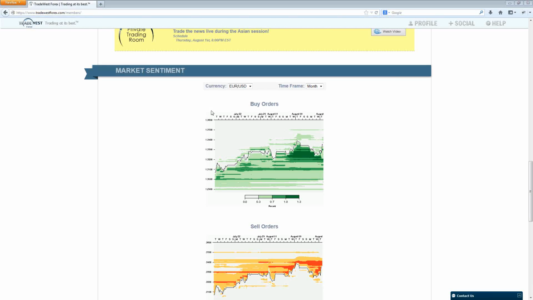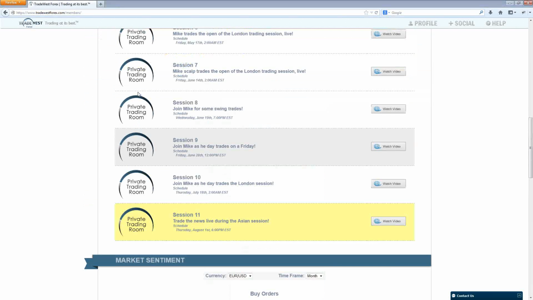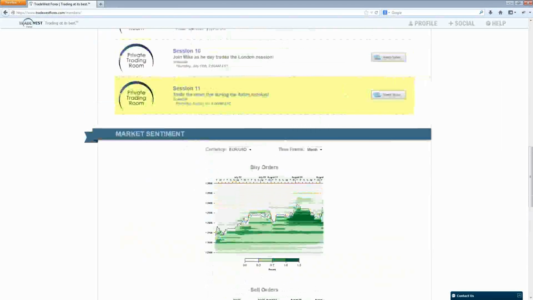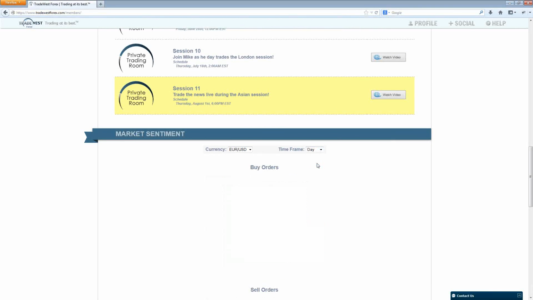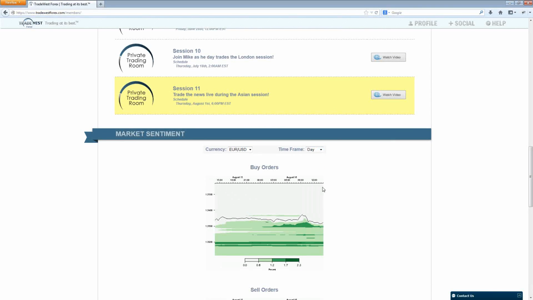Okay, so here we are in the members area, just on our home page. You can see below all of our trading room session replays, you'll have market sentiment, and there's a section here where you can select the currency pair and then the time frame. Say I'm going to look at the euro dollar. If I'm day trading, I'm going to go to the day. That's going to pretty much show the last 24 hours or so of limit orders that have come through the market, and stop orders.